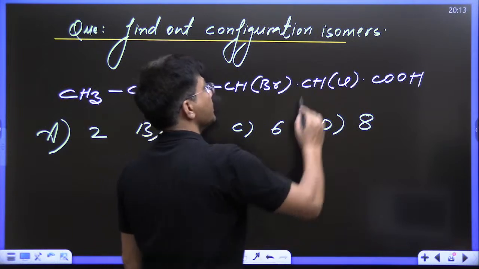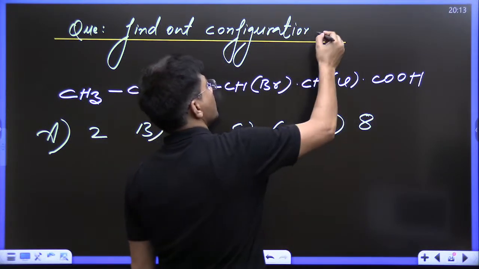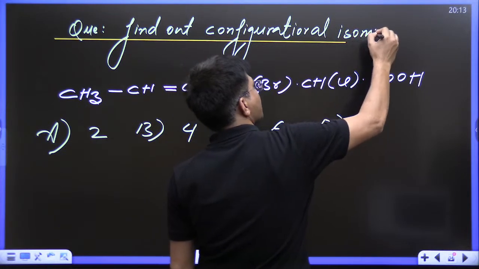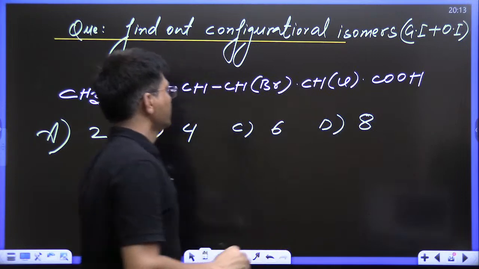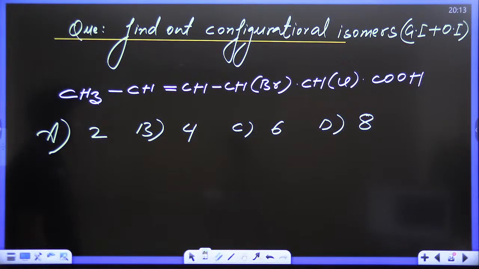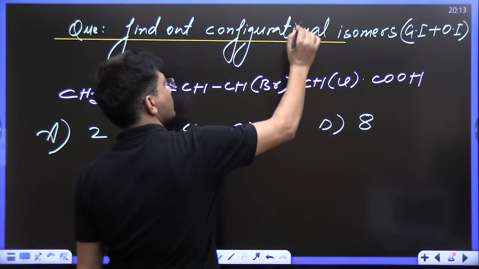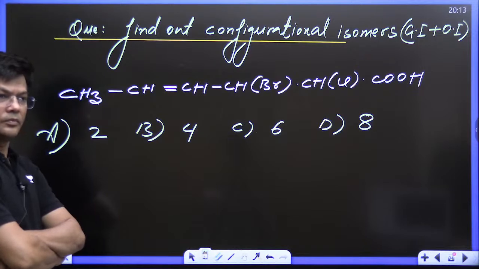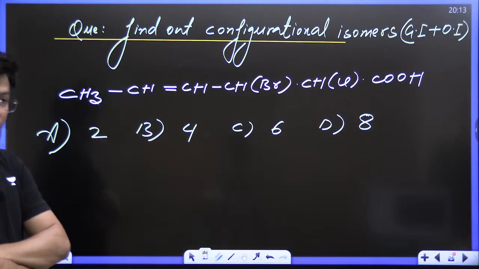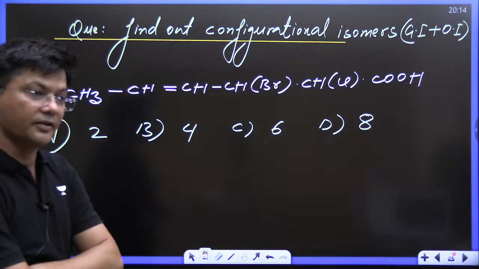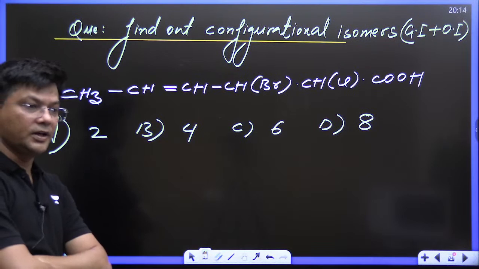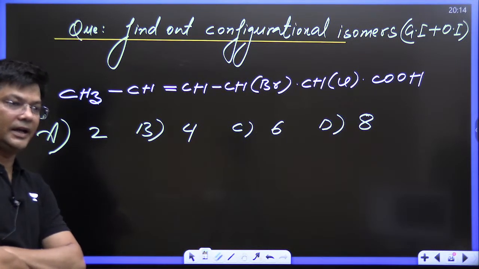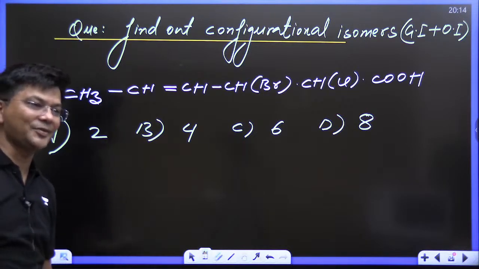Configurational isomers means GI plus OI, optical isomers. Four. One answer is coming 4, one is coming 8. See the difference between 8 and 4, a lot of difference. Priyanka is going for 4. Akanksha is going for D. So some are going for 4, some for 8. Oh my god, there is a tie between B and D.